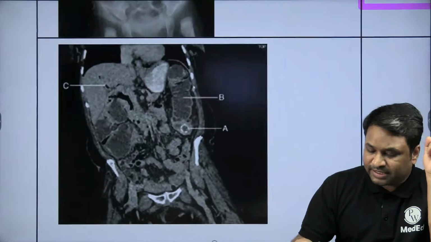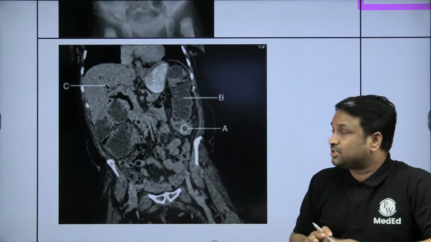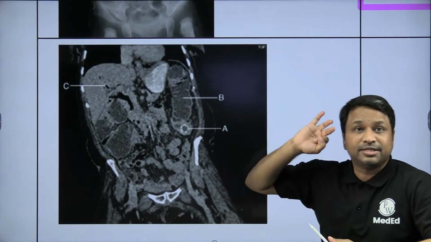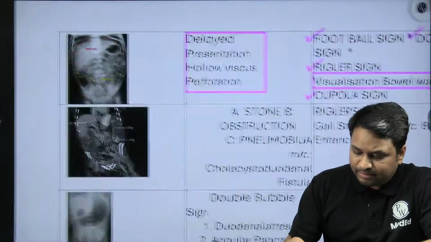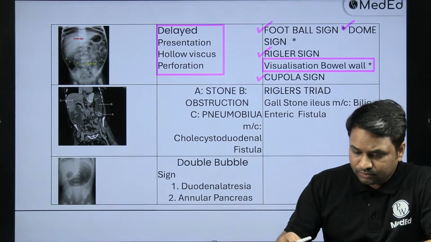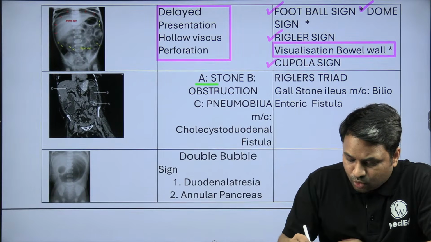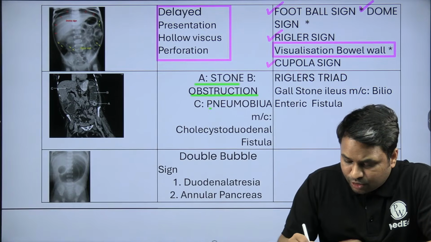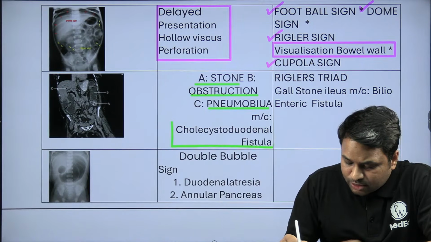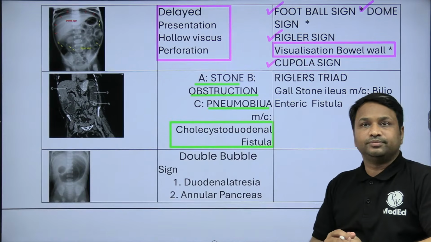Now, if you see this CT image, there is a stone, there is colonic loading, and air in the biliary system. Obstruction is there, stone is there, and then air in the biliary system, that is pneumobilia, and this is what we call the Rigler triad. So what do you have? You have stone, B is your obstruction, C is your pneumobilia. The most common site for development of the fistula is a cholecystoduodenal fistula. Okay.